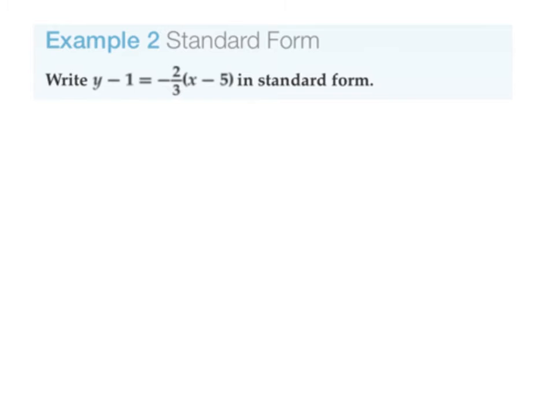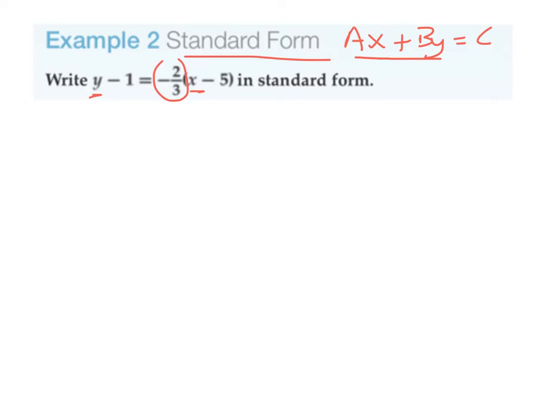So what we're going to do now is write in standard form. And standard form is ax plus by equals c. Basically, we have to get the variables x and y on the left-hand side of the equal sign. If you look right here, I have an x on the right and a y on the left. So I need to get that x over to the left, so we have to get rid of this fraction.